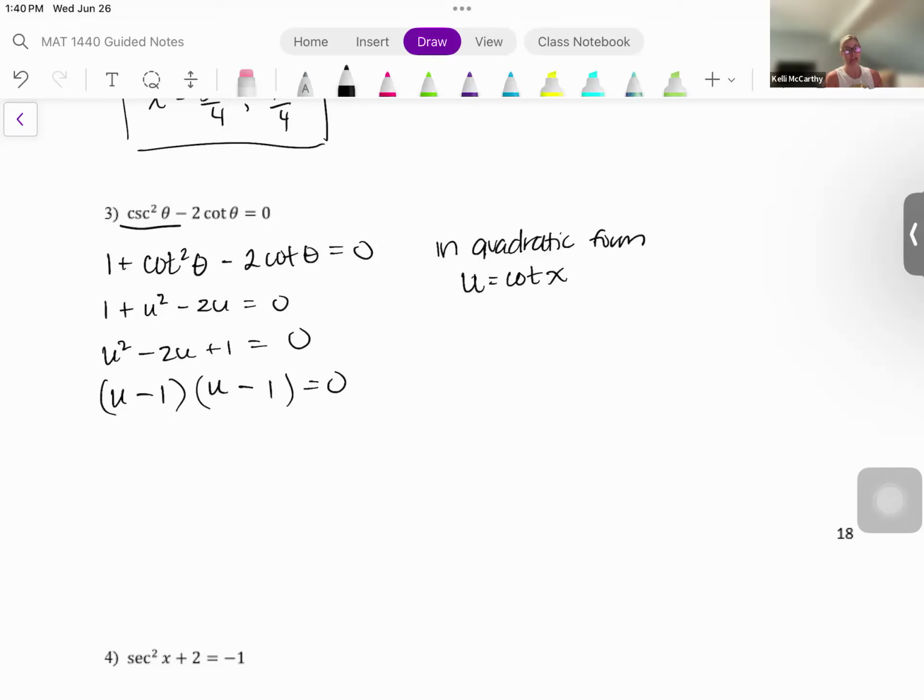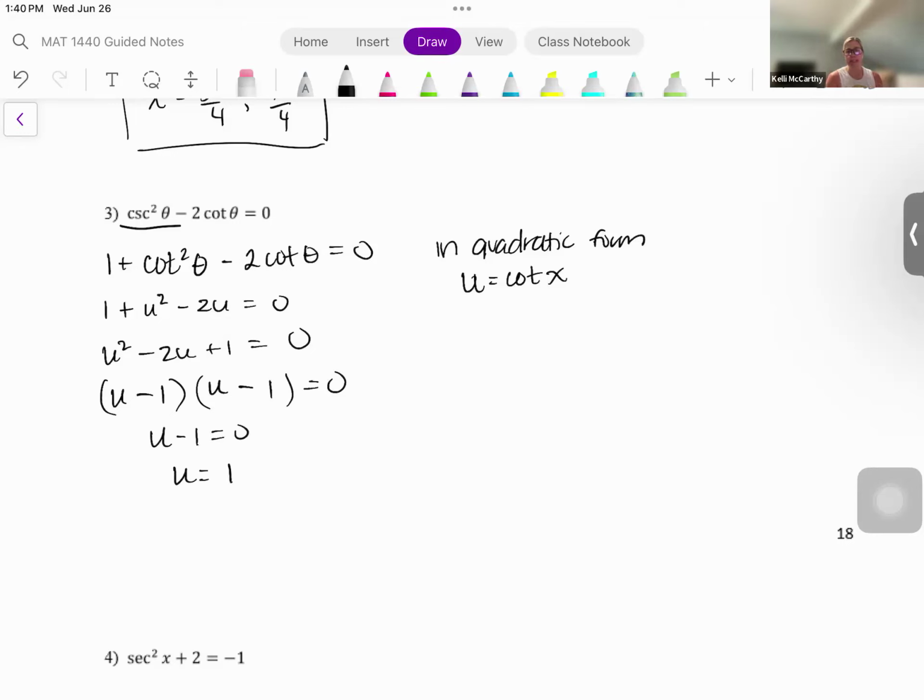And now those signs, double checking that last term, that -1 times -1 does equal +1. We are good to go. We factored this correctly. Since both of these factors are the same, we don't need to set them both equal to 0. We can just set the one equal to 0. So we can solve that U is equal to 1.